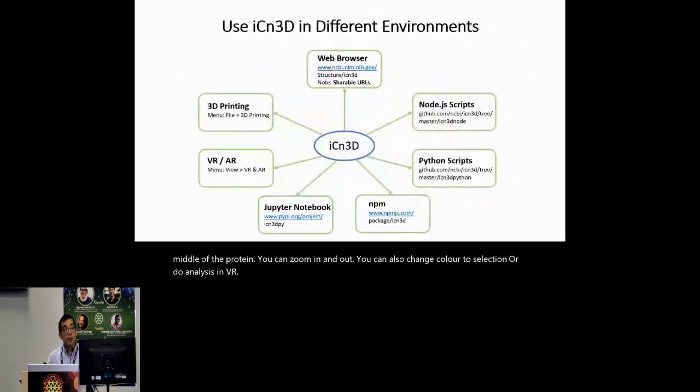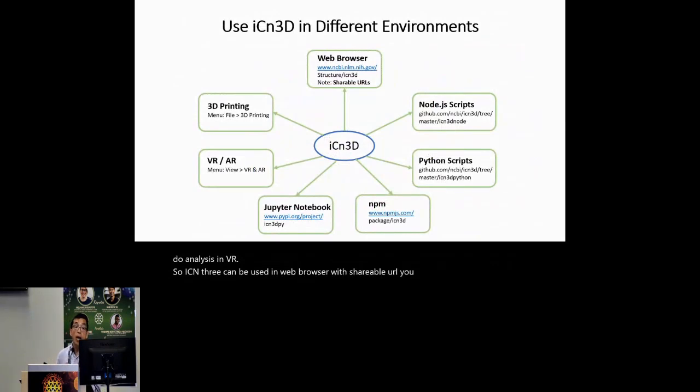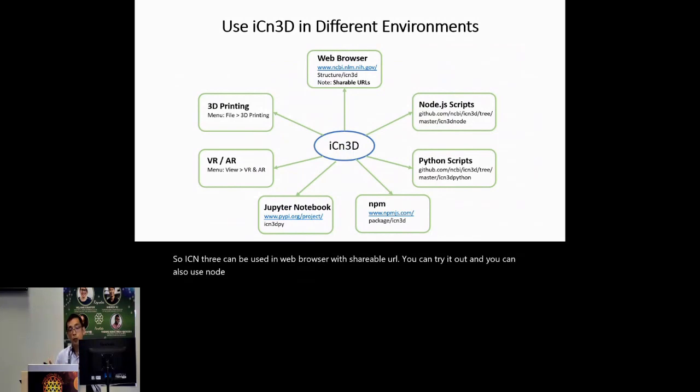So iCn3D can be used in a web browser with a shareable URL. You can try it out. You can also use Node.js scripts and Python scripts to process a list of structures. It's available in NPM, can be used in Jupyter Notebook, it can be used in VR and AR, and it can produce files for 3D printing as well.